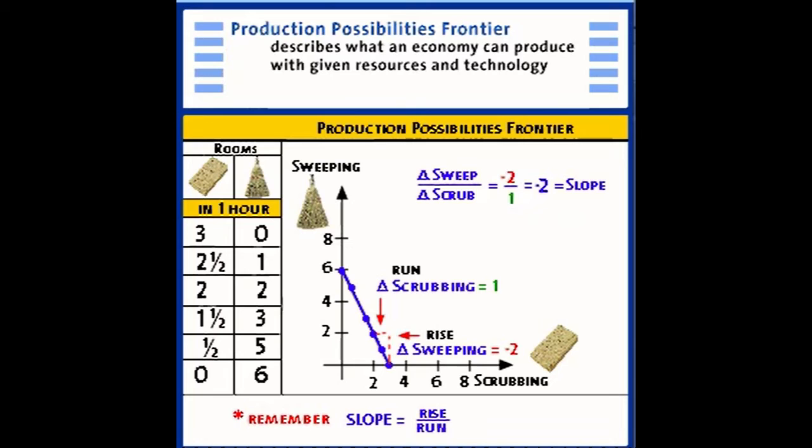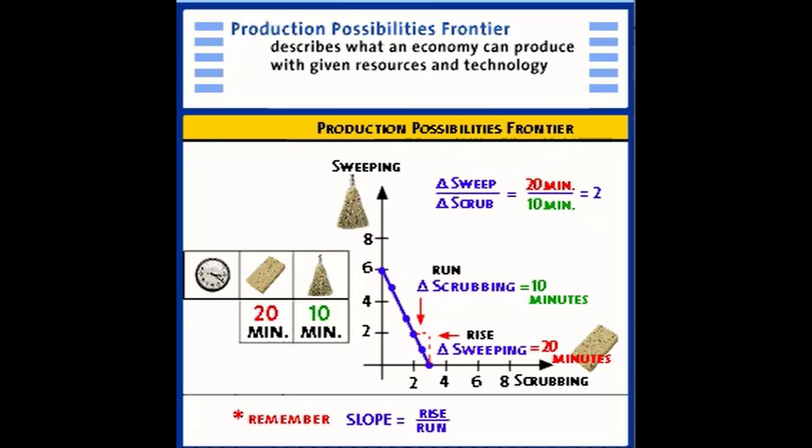Of course, this is logical. It takes him 20 minutes to scrub a room. Divide that by the 10 minutes that it takes to sweep a room, and you see that he could be sweeping 2 rooms in the time that it takes him to scrub 1. And that's the slope of this line. The opportunity cost is the slope of the production possibilities frontier.